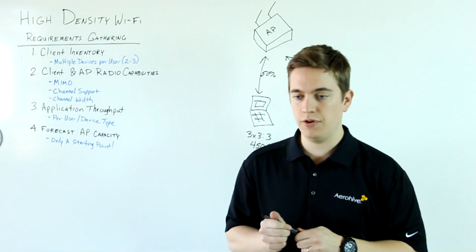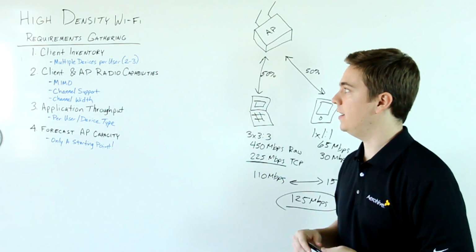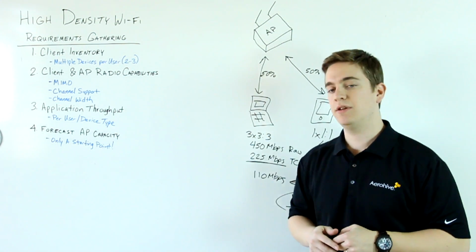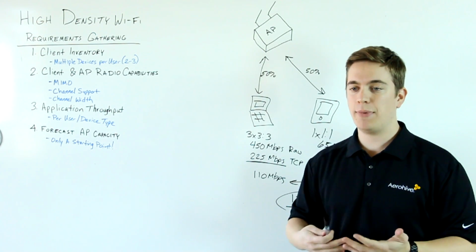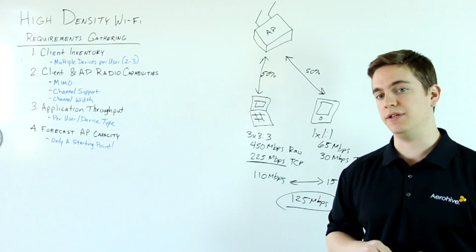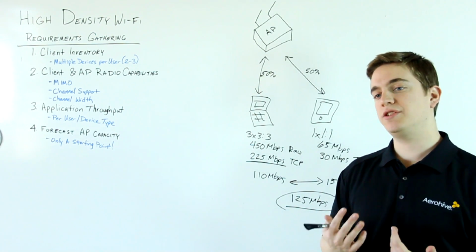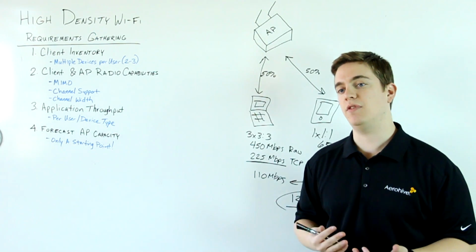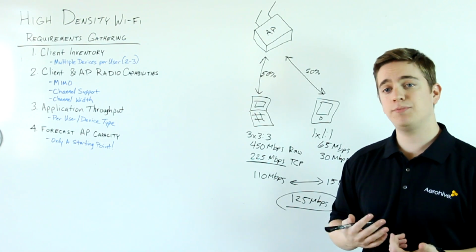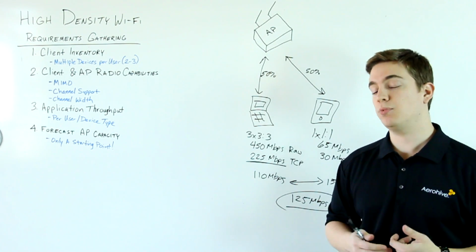So when we're thinking about doing requirements planning for a high-density Wi-Fi network, we need to go through a process to plan out exactly and map out exactly what those client and AP capabilities are. We start by taking a client inventory. So we want to understand what client devices and what types of devices are coming into the network, as well as plan for multiple devices per user.